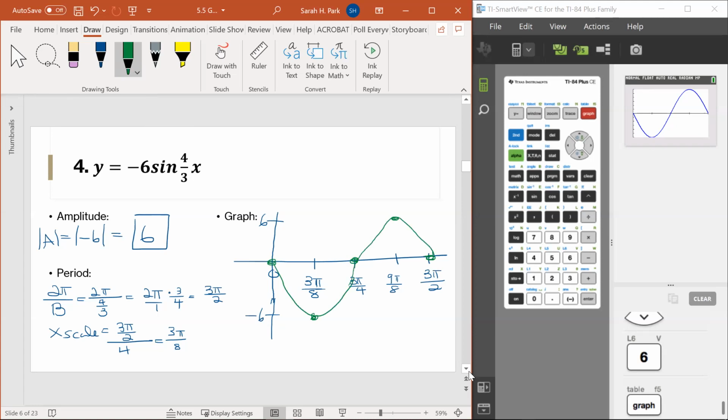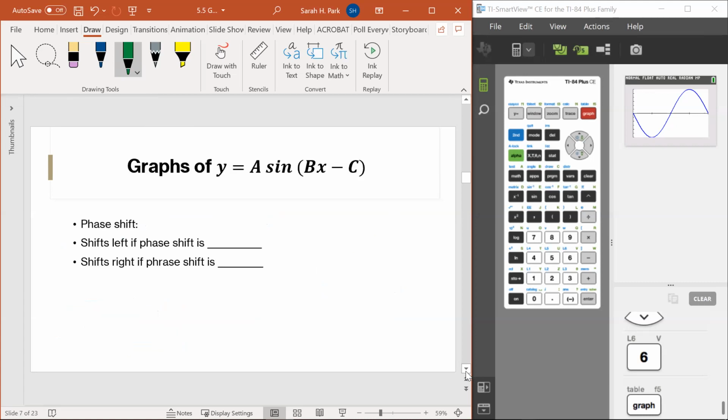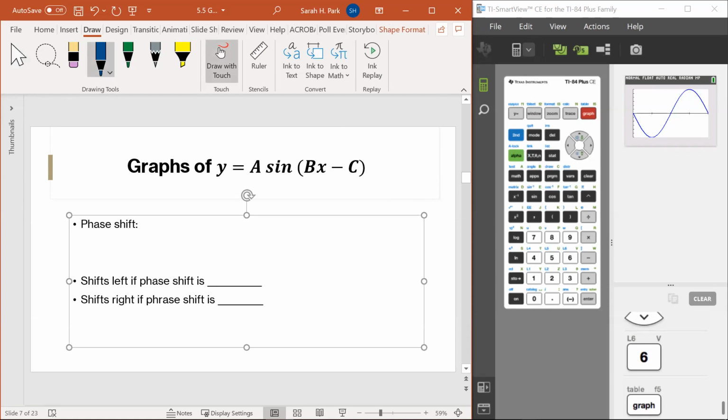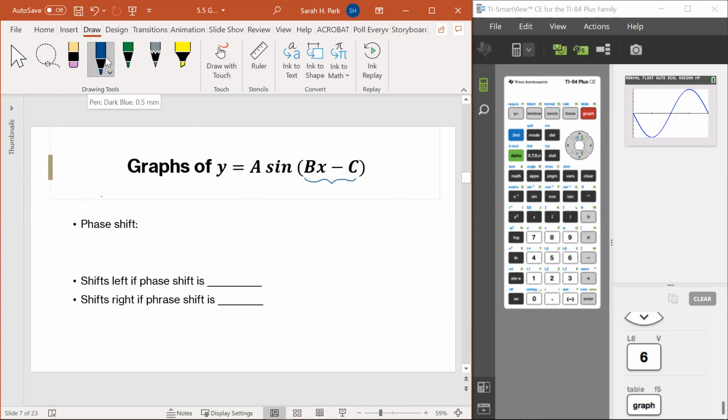Okay, so let's take a look at the next example. Here is a graph where before we just had x, but what happens if we subtract or add a number to that? For graphs of y equals a sine of bx minus c, there is going to be a phase shift. How we solve for the phase shift is that we take whatever's in the parentheses, here bx minus c, set it equal to 0, and solve for x.